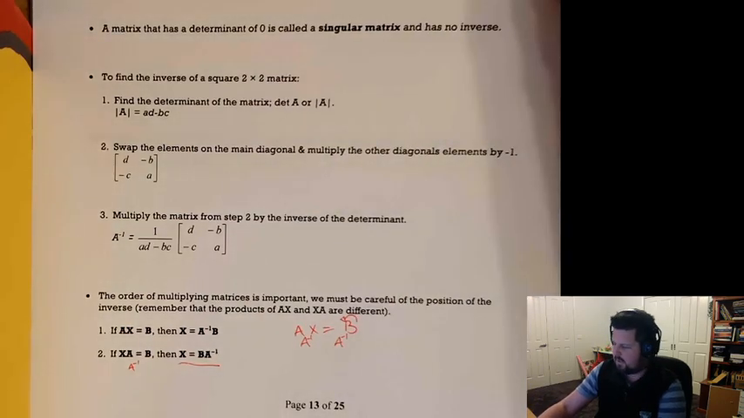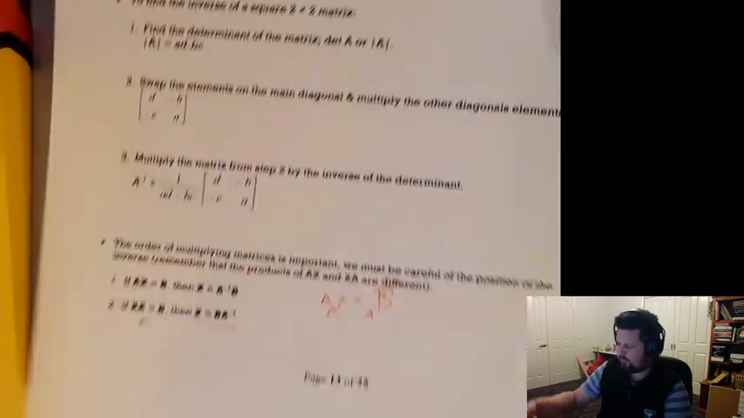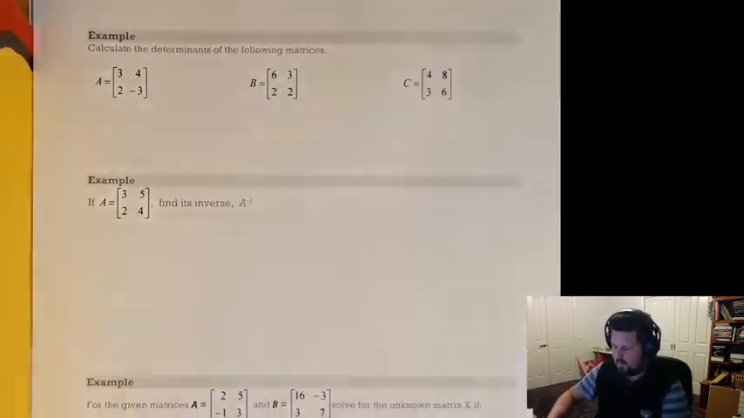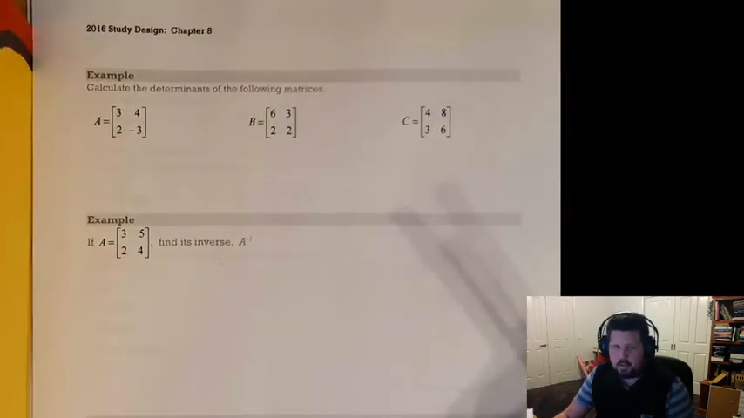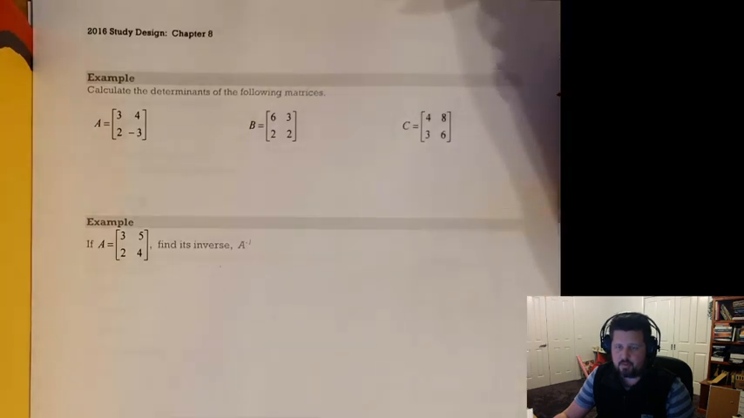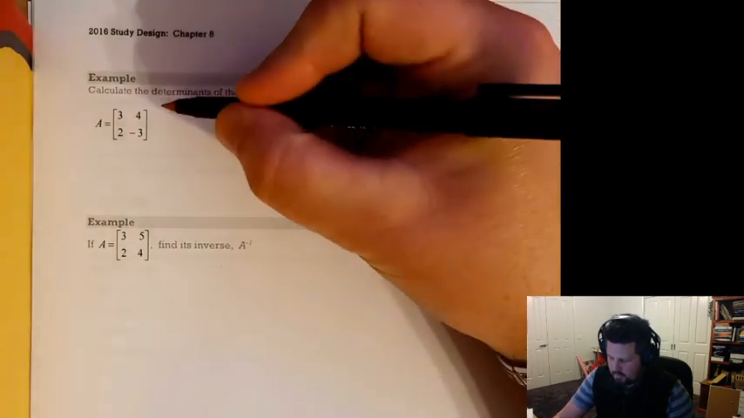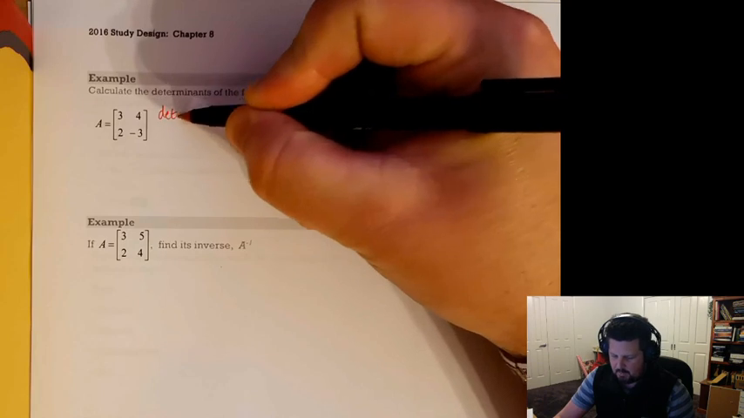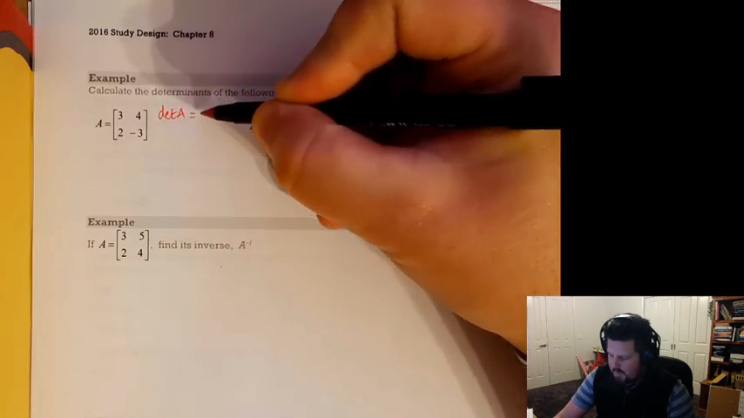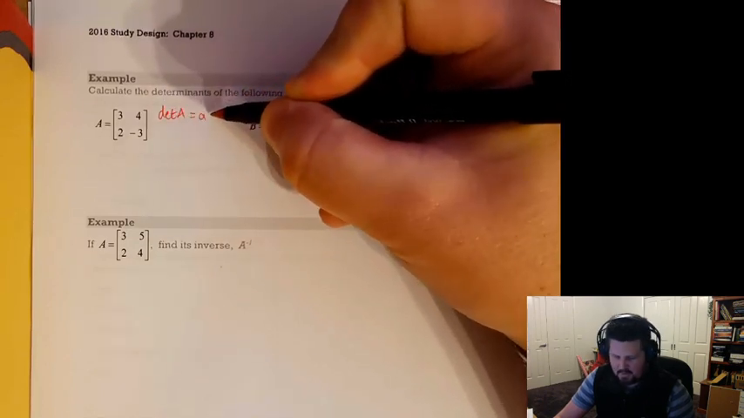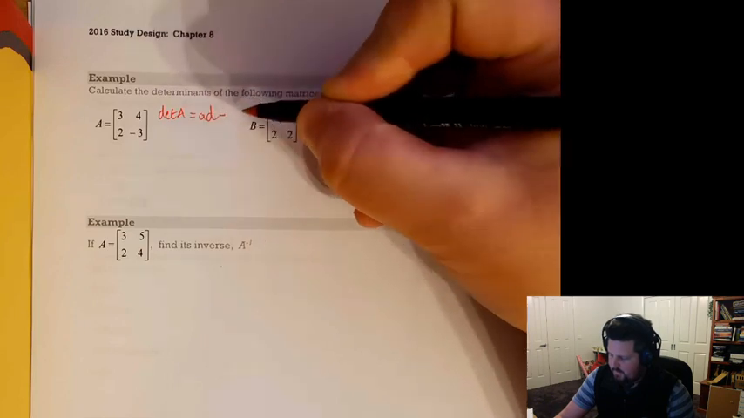Alrighty, let's have a look at some examples. They can ask you to calculate the determinants for the following matrices. So matrix A here, we've got those items 3, 4, 2 and negative 3. You need to know how to calculate the determinant of A. The formula, as we said before, is A multiplied by D, take away B times C.